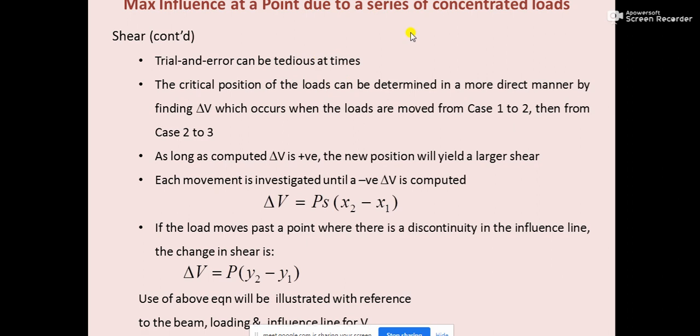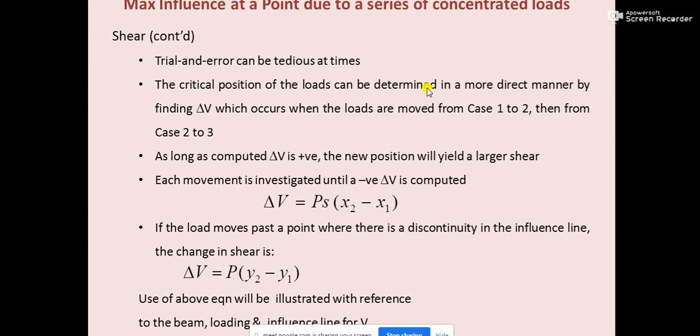So to overcome this trial and error method, you can go for this approach for a series of concentrated loads. For the critical position of the loads, how can you determine it? You can determine it in a more direct manner, by just calculating delta V or delta M. What is delta V and delta M?